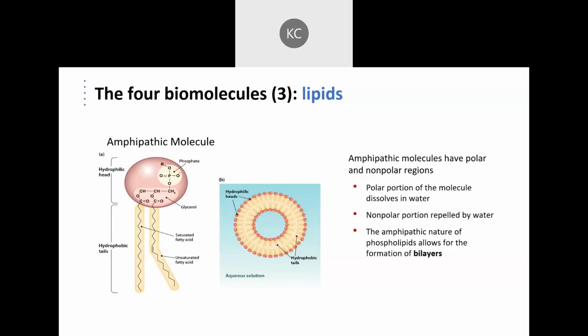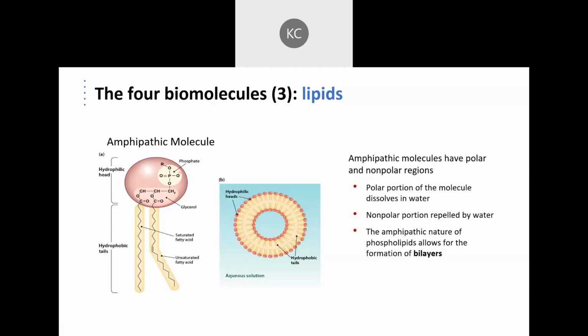The heads are always going to be oriented away from the inside of the cell, or one layer is going to be oriented to the outside of the cell, one is going to be oriented to the inside, and then the tails are going to be oriented away from both the inside and the outside of the water.